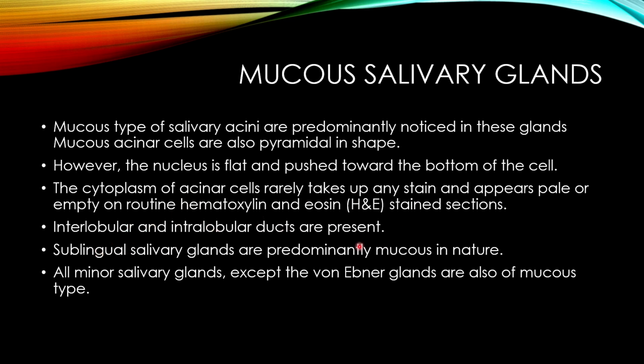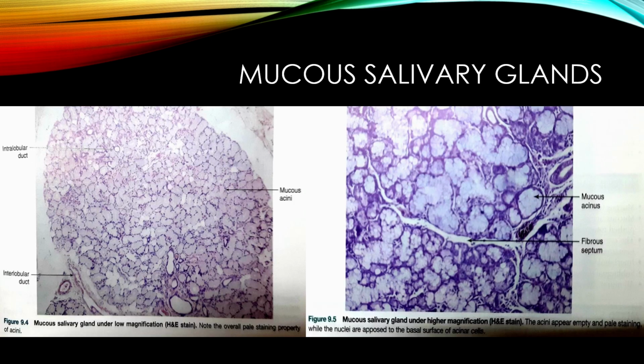Interlobular and intralobular ducts are present. Sublingual salivary glands are predominantly mucous in nature. Okay, all the minor salivary glands except the von Ebner are mucous, because the von Ebner is serous. As you can see, these are so confusing.